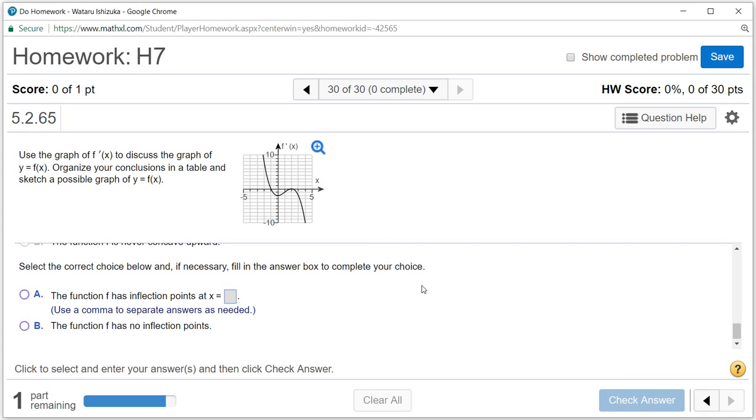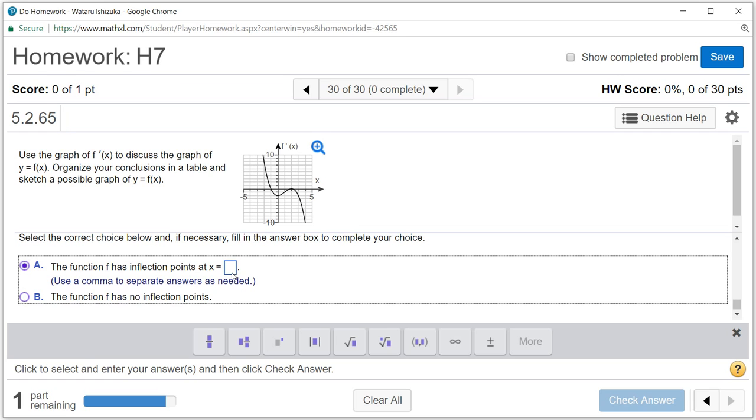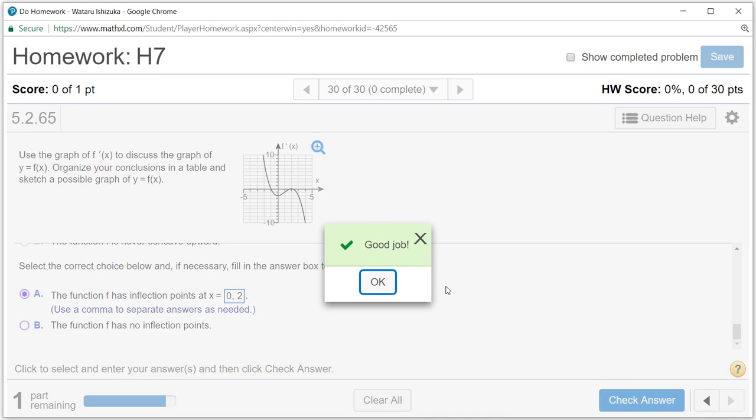The function has an inflection point. We have to think about the concavity change. Remember that it's concave downward here, concave upward here, concave downward there. So concavity changes happen at 0 and 2. Let's check the answer. We got that.